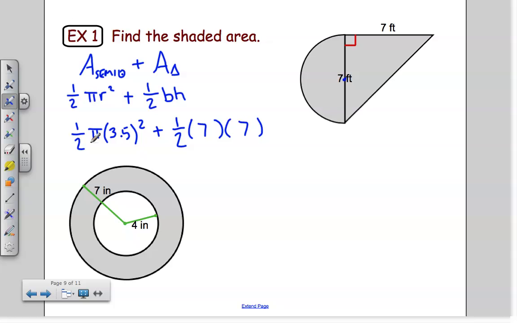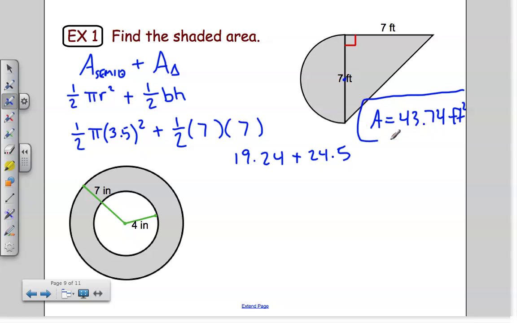So let's see here. I'll do the first part. 1/2 times pi times that 3.5 squared. Now this first part of it is 19.24 plus, and then I have 1/2 of 7 times 7, half of 49, is 24.5. Let's combine those together. My total area then is 43.74. These measurements were in feet. Area is feet squared. So an example where I was just adding two areas together.